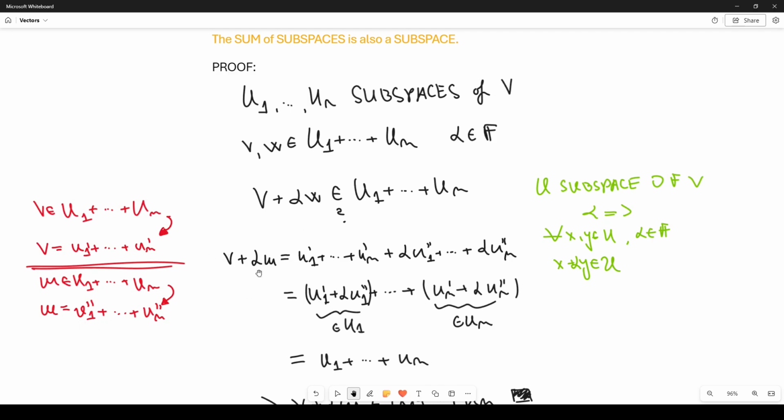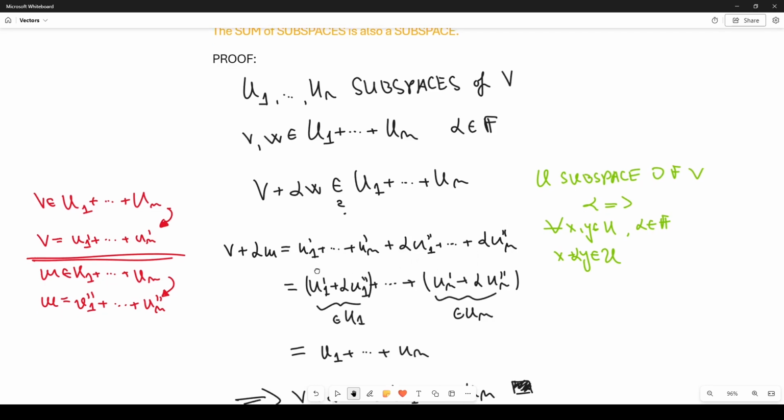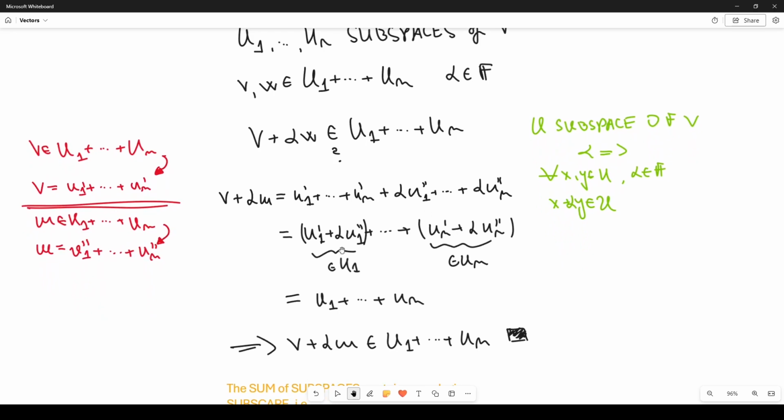So now we write that out. We write what this sum over here actually is. So it is all of this. I have already multiplied w with alpha. So we get this. And now we group terms. So u1' plus alpha u1'', so this term plus this term, and I group them, and I do all of that for each of the corresponding terms. So here's that, and here's the n.